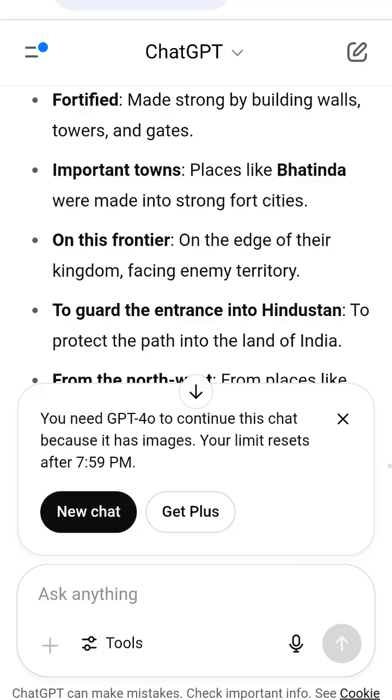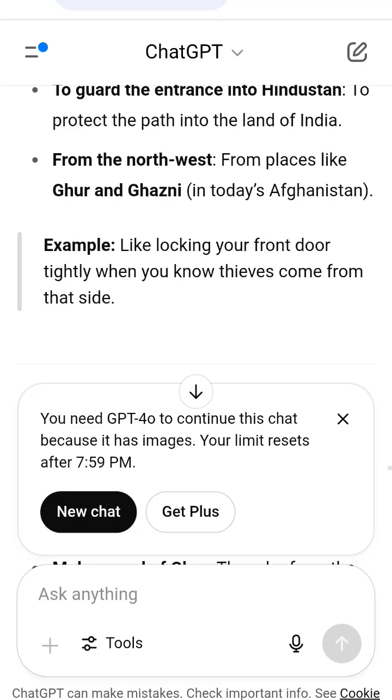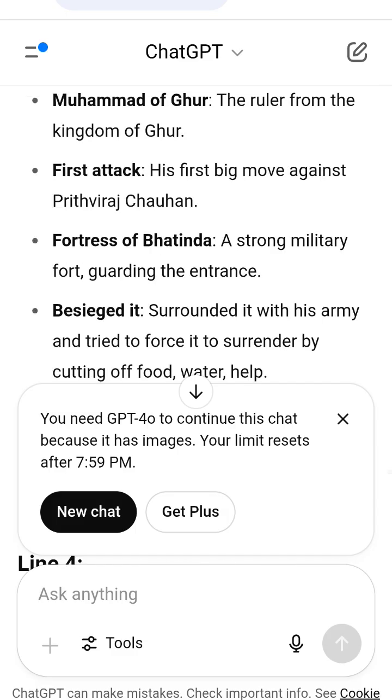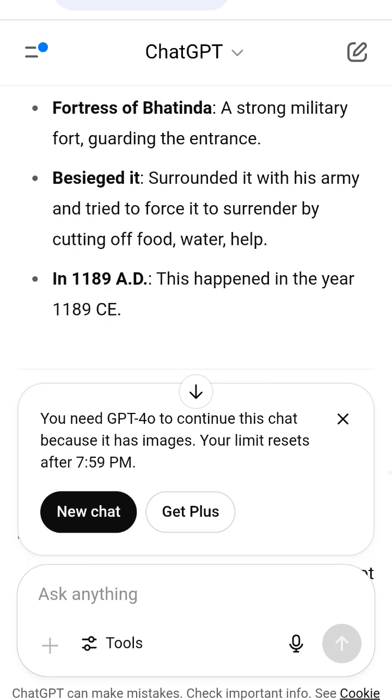2. Prithviraj Chauhan, a Rajput king from the Chauhan dynasty. He ruled from Ajmer to Delhi, and that made him the protector of India's northwestern border. He had the duty to stop any foreign invasion from the direction of Afghanistan and Punjab.